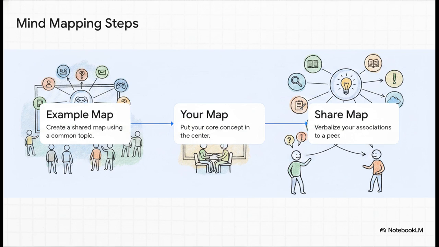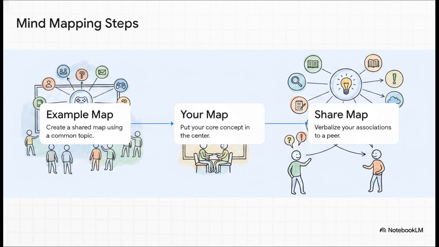Step one, especially if you're working in a group or a class, is to make an example map on a whiteboard using a super common topic, something like video games or social media, just to get the hang of it. Step two is to map your own preliminary topic. Grab a whiteboard or just a piece of paper and put your core concept right there in the center. Write down words, keywords, concepts, search terms, events, questions, things you know, and, crucially, things you don't know.